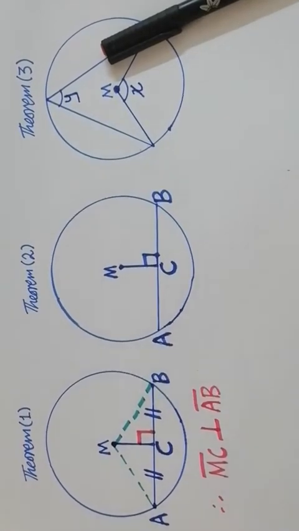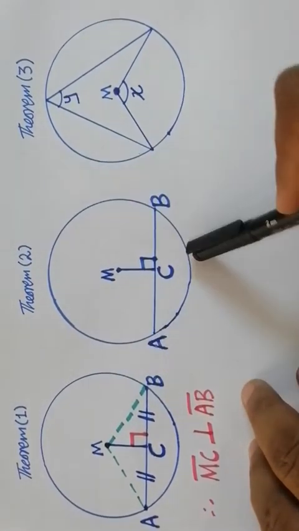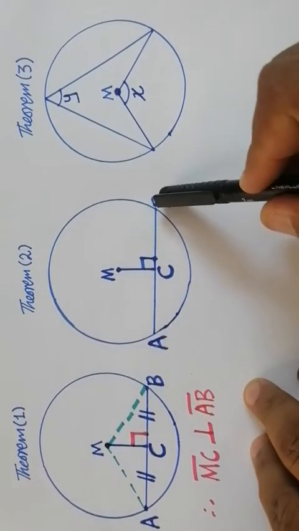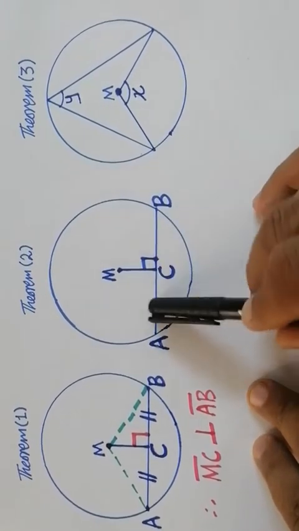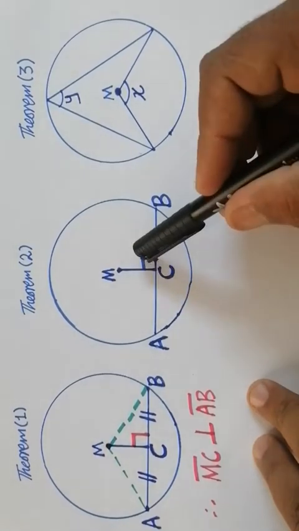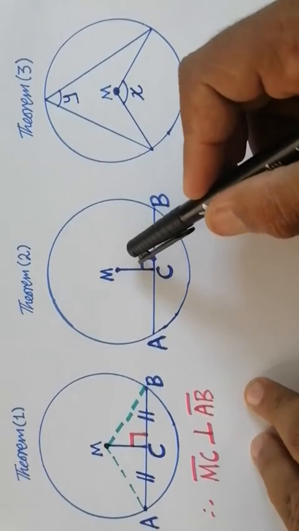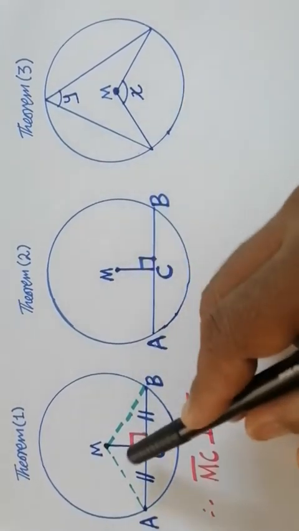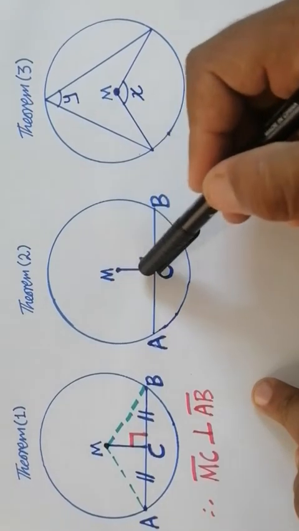Let us go to theorem 2. Here is a circle in blue. Here is AB, a chord also in blue. C is a point, it's not a midpoint, there are no signs. And MC is a line segment. And this angle, the perpendicular, is 90 degrees. So it's also given, not like theorem 1. Okay, it's given.